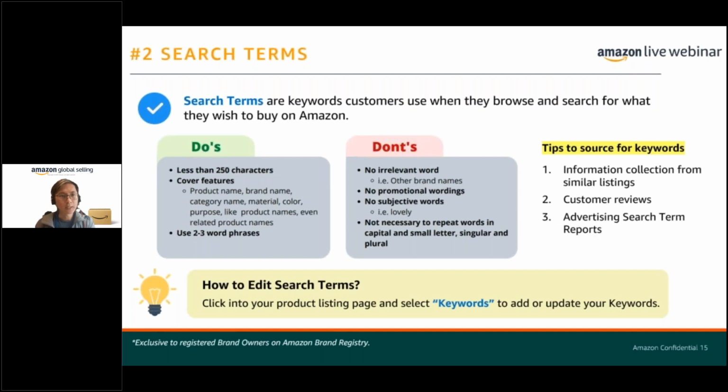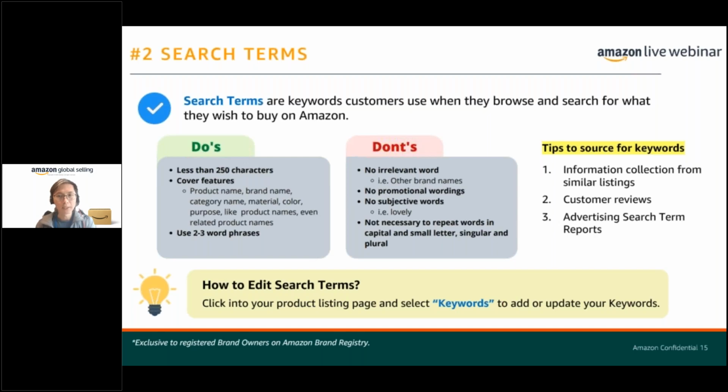And the second one is the search terms. This is important because these are the keywords that your customers will usually use when they browse and search for what they want to find on Amazon. Most customers might already know what they want to buy, and they would likely land on Amazon.com and use the search bar. So having relevant keywords is critical to ensure that your item will appear in the search results for customers who are likely to purchase the item.